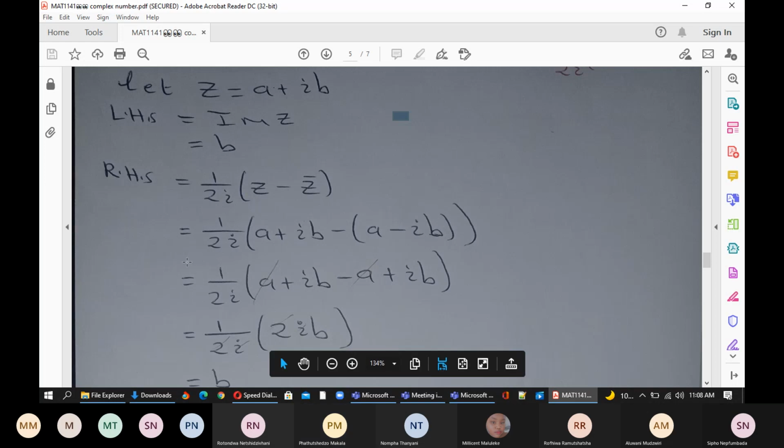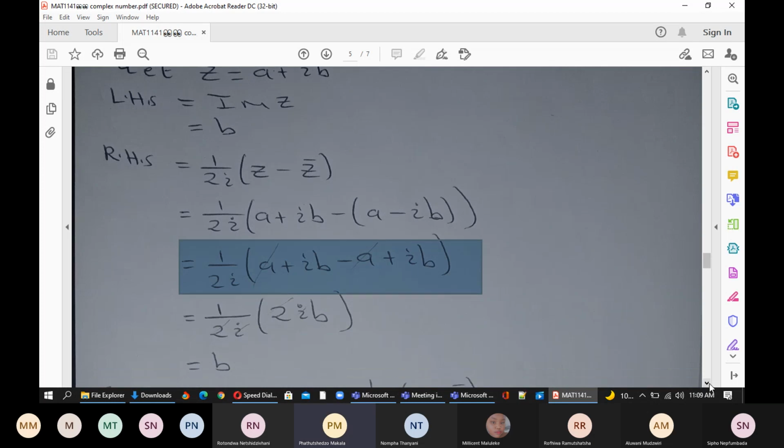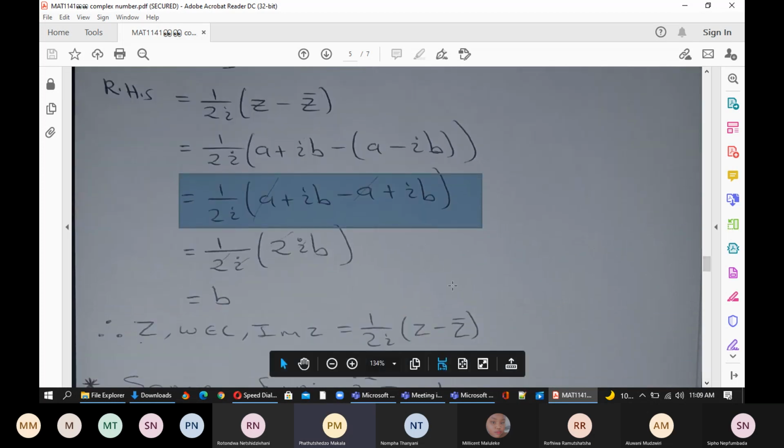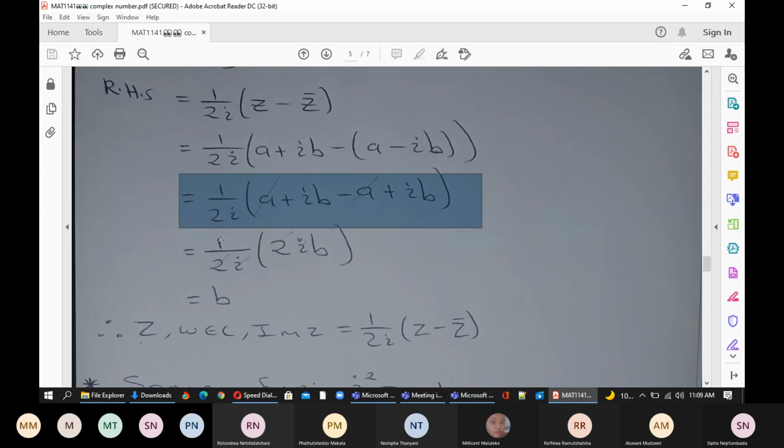Then we group the like terms from this step. So if you check, we'll find that a and negative a cancel each other, and the ib and ib are the like terms. So this is 2ib. And when you check here, we have outside 1 over 2i into 2ib. 2 and 2 cancel, and i cancels. Therefore, we are left with what? With b.